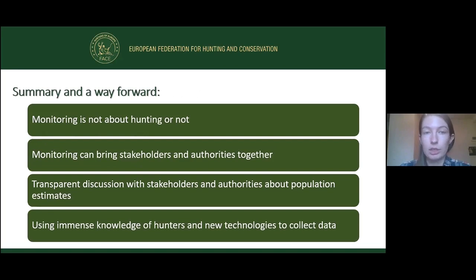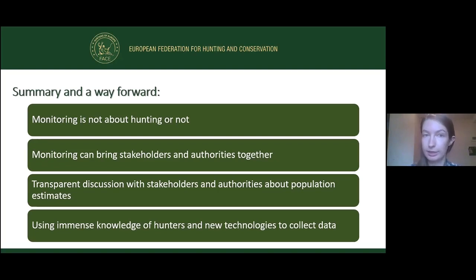So to summarize my presentation and to give a way forward, I first want to start with the fact that monitoring is first of all not about whether populations can be hunted or not. So it can bring stakeholders and authorities together on a different level, on a level that's maybe less delicate than certain other management decisions. I also want to emphasize that for us and hunters, but also for other stakeholders, I guess a transparent discussion about population estimates is very important.